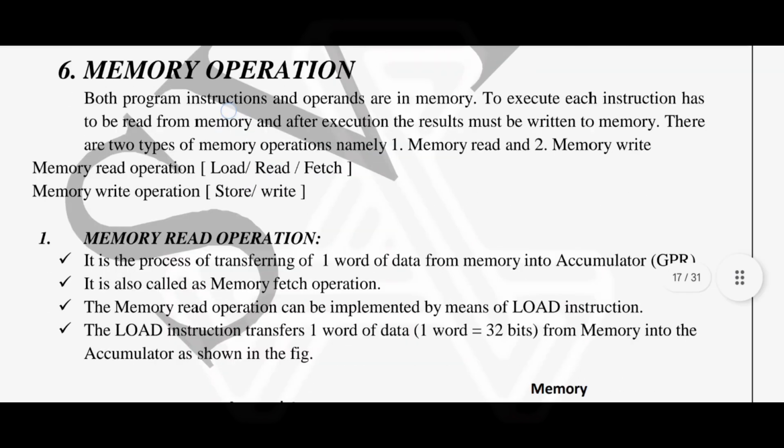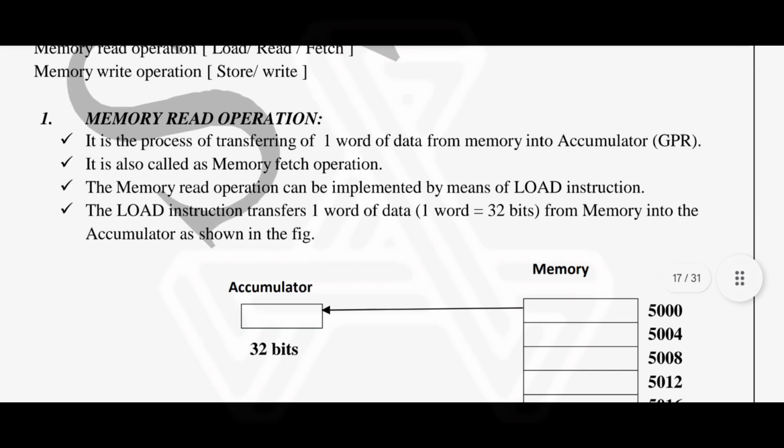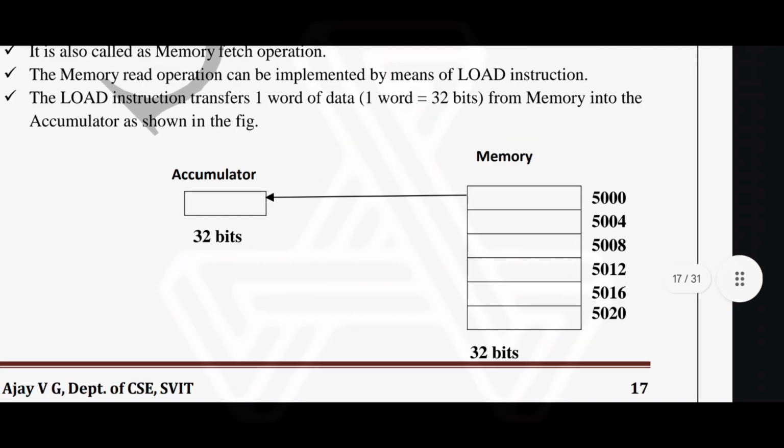Memory read operation is the process of transferring one word of data from memory to the accumulator or GPR. It is also called the memory fetch operation. Memory read operation can be implemented by means of the load instruction. The load instruction transfers one word of data, where one word equals 32 bits, from memory into the accumulator as shown in the figure. It is a read operation.